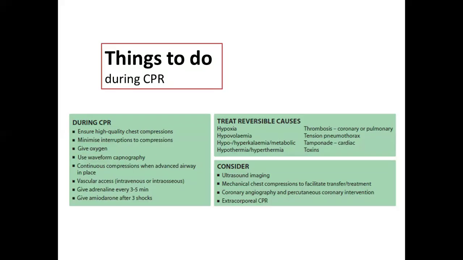For example, toxicological causes, hypothermia, ACS and pulmonary embolism. In those instances, sometimes you might need to give chest compressions for 90 minutes. Prolonged CPR. Otherwise, you stop at 20 minutes, right? Any questions here?